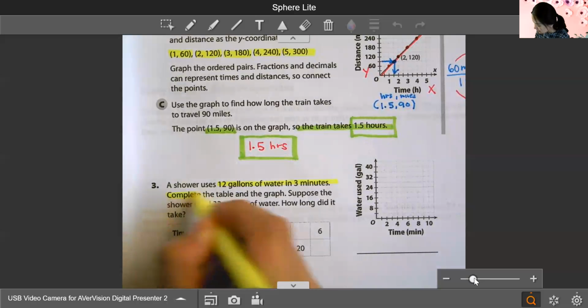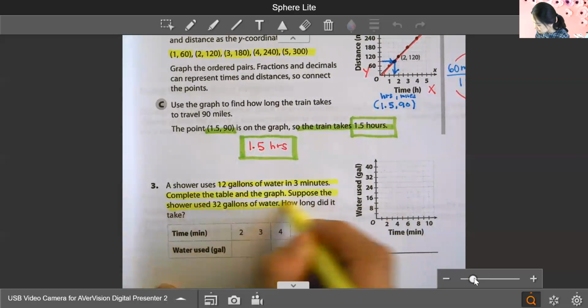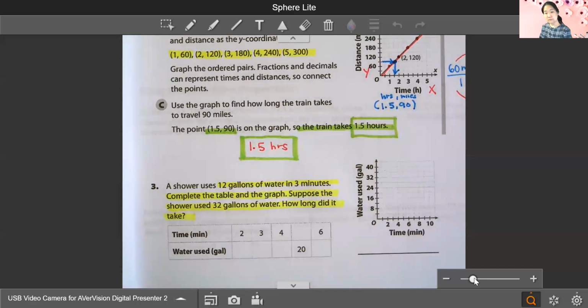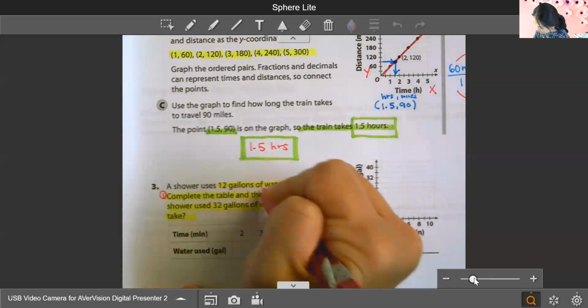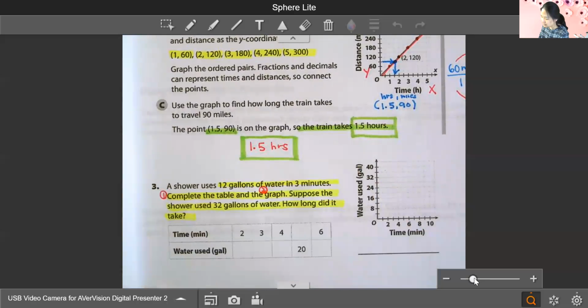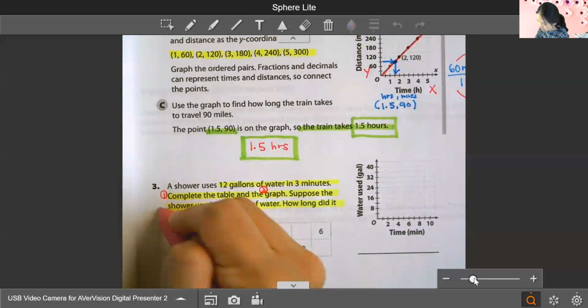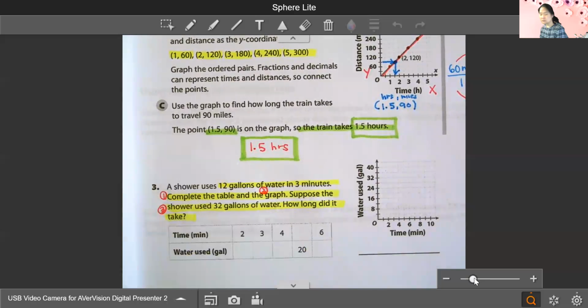So it actually has 3 things that it wants you to do. These are the 3 things. Number 1, complete the table. Number 2, complete the graph. Number 3, answer this question. Suppose the shower used 32 gallons of water. How long did it take?